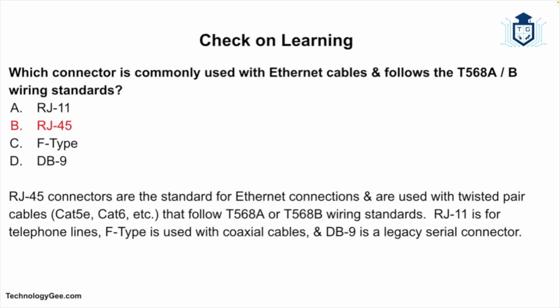The RJ45 connectors are the standard for Ethernet connections and are used with twisted pair cables that follow the T568A or T568B wiring standards. RJ11, this is for telephone lines. F-type, this is used for coaxial cables. And DB9, this is a legacy serial connector.